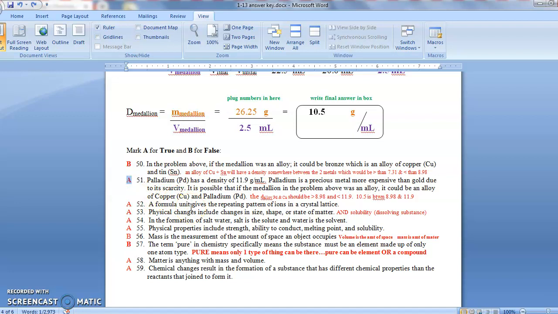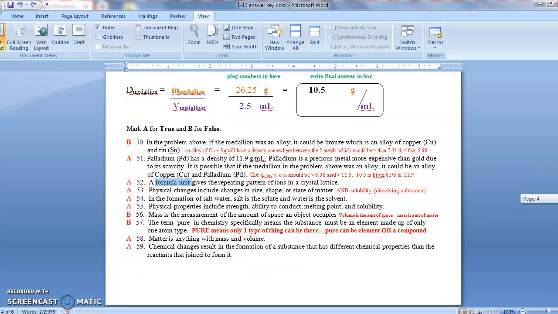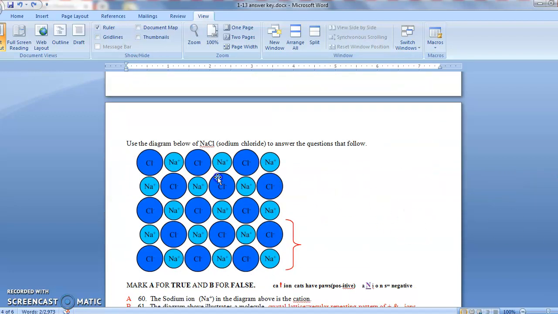Number 52. Formula unit gives the regular repeating pattern of ions in a crystal. That is correct. That is the definition of formula unit. A formula unit gives you the pattern of a crystal lattice. So right here is a crystal lattice. Chloride ion, sodium ion, chloride ion, sodium ion, negative, positive, negative, positive, negative, positive.